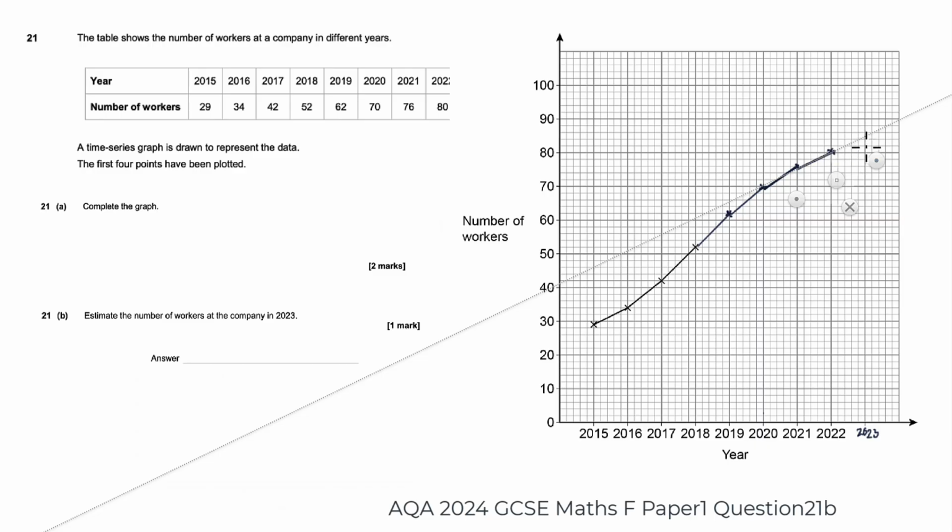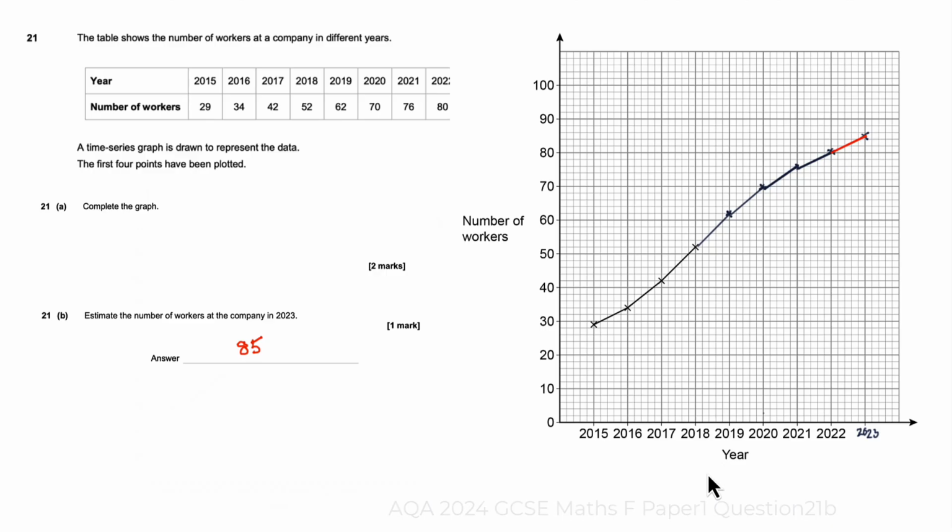That looks like 2 and a half squares. It looks like 85. So 85 would be a good estimate for that. And let's just draw that in. I'm putting it in a different colour to show that that was our estimate. So 85 would be my estimate for that. And what I'm doing is assuming that increase is the same as last year. That's the best I can do.